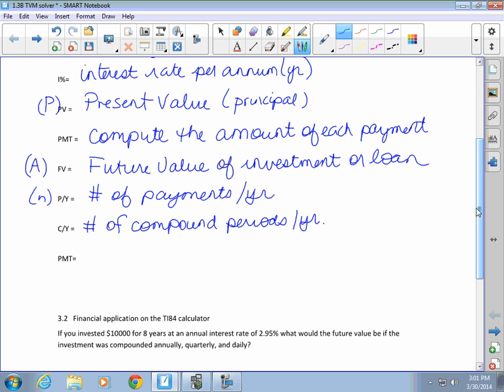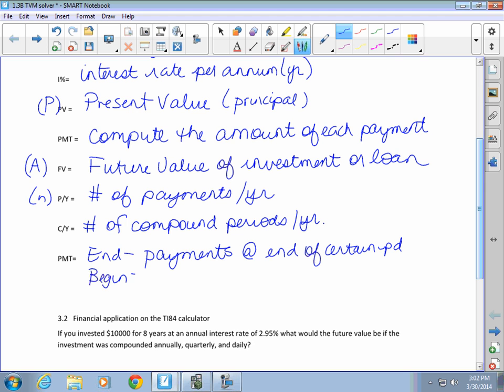If you're looking at the end value, so if you're looking at it at the end, it's the payments made at the end of a certain period. Or if we're looking from a beginning standpoint, it means the payments made at the beginning of a certain period.